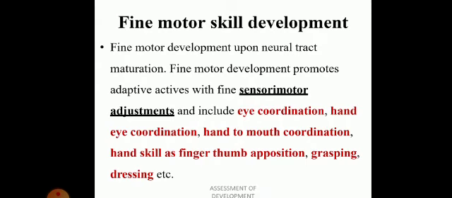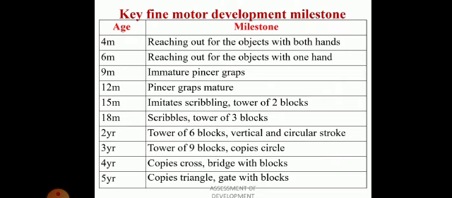Clear? So all these are skillful movement. So it takes time. Okay, developmental sequence wise the child will learn. So again there is one table which explains fine motor developmental milestone. So on the left side you have age, on the right side you have milestone.